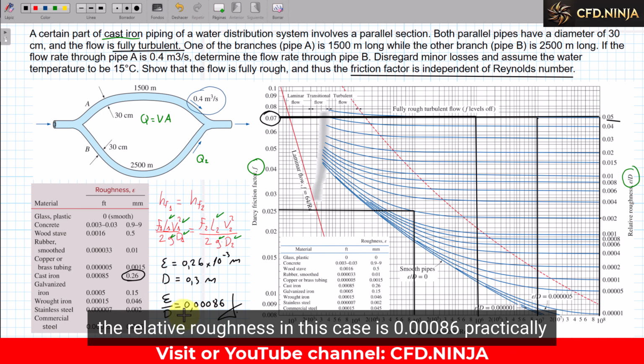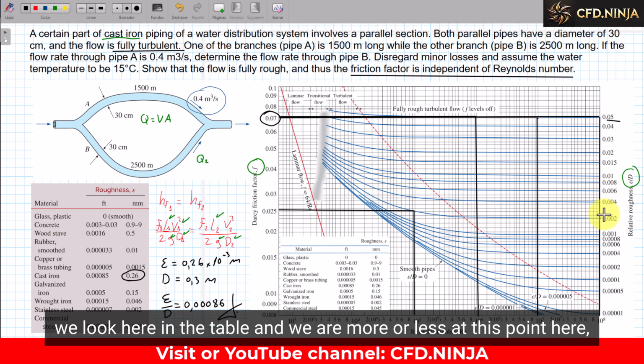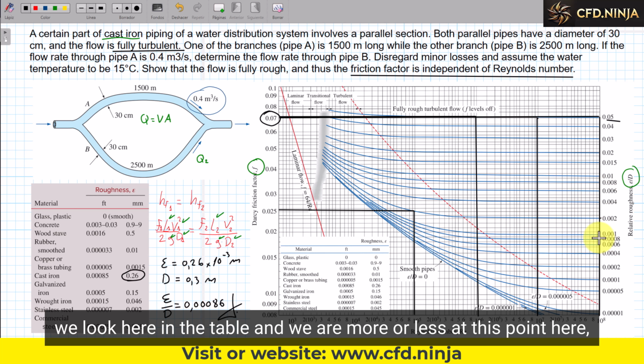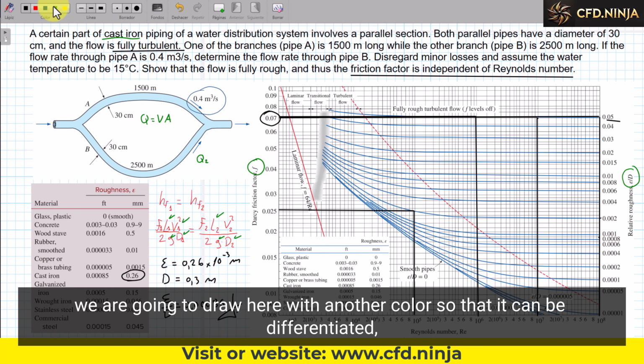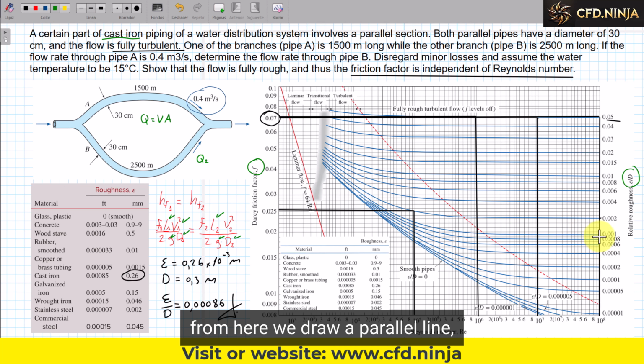The relative roughness in this case is 0.00086 practically, 0.0009. We look here in the table, and we are more or less at this point here. We are going to draw here with another color so that it can be differentiated. We are more or less at this point here. And if you notice, from here, we draw a parallel line.